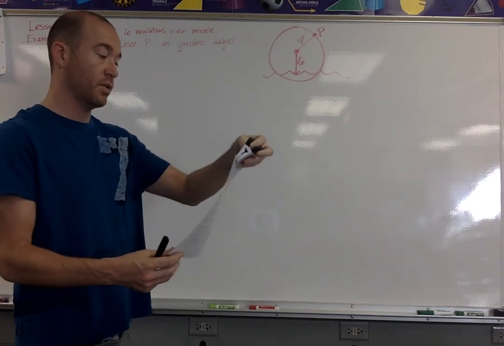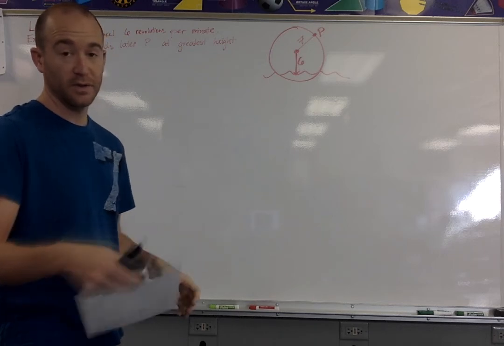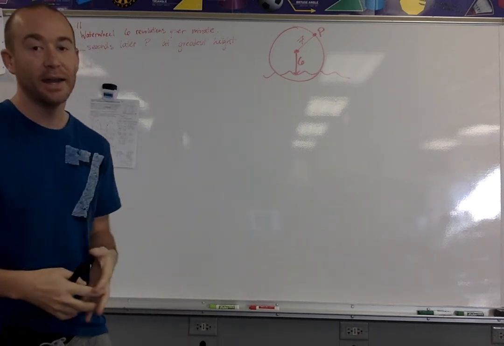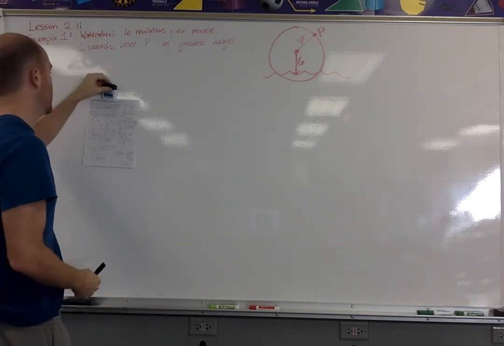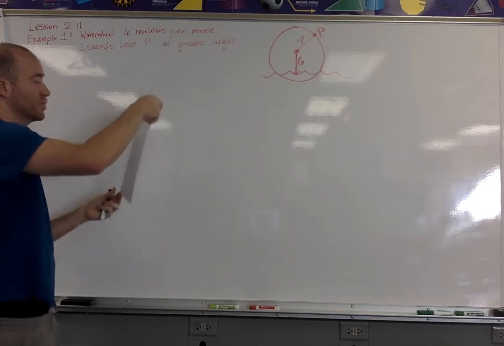Hi guys, we're going to be working on lesson 2.11, sinusoidal functions as mathematical models. Here I'm looking at example 1 in your notes. It says, suppose that a water wheel rotates at 6 revolutions per minute.